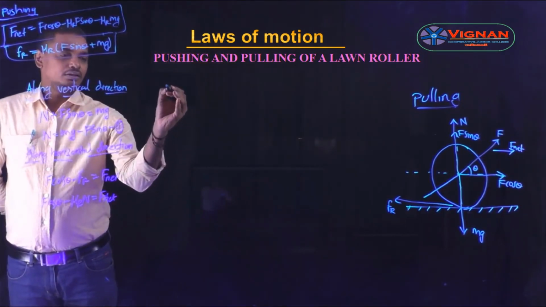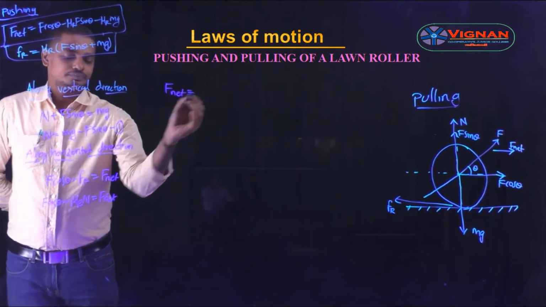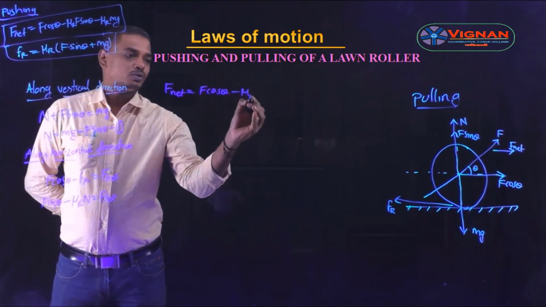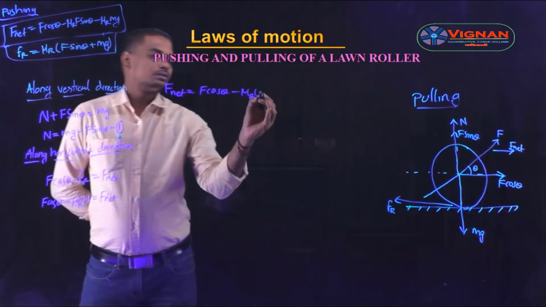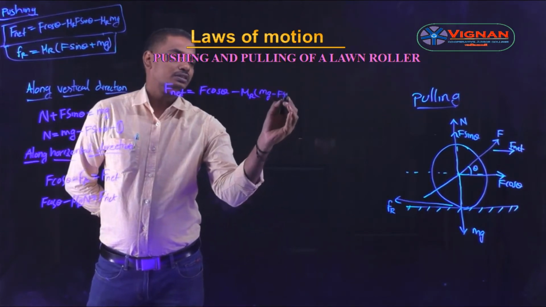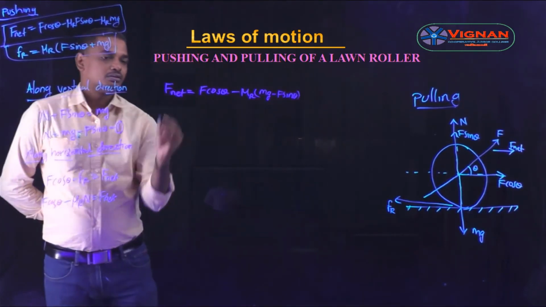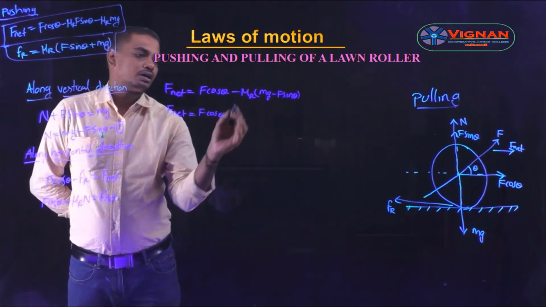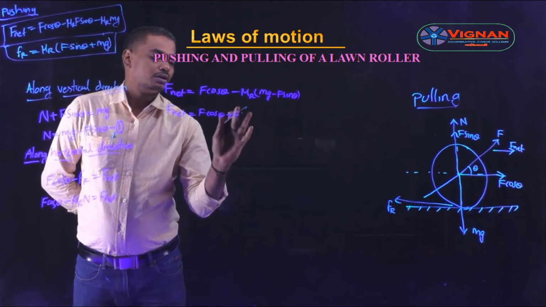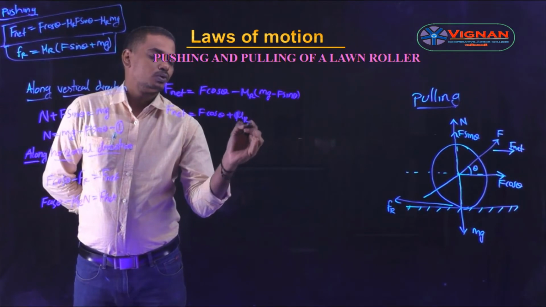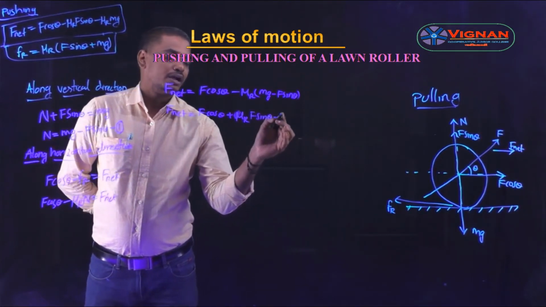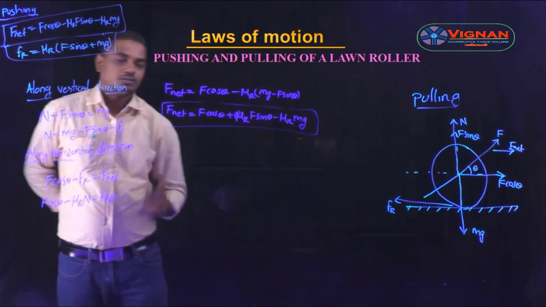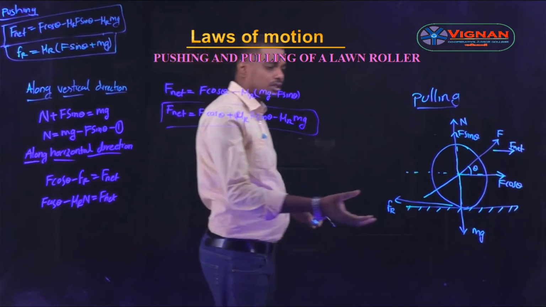So we can get the net force is equal to F cos theta minus mu r into N. N is nothing but mg minus F sin theta. So the net force acting on the body is equal to F cos theta plus mu r into F sin theta minus mu r mg. This is the net resultant force acting on the lawn roller.